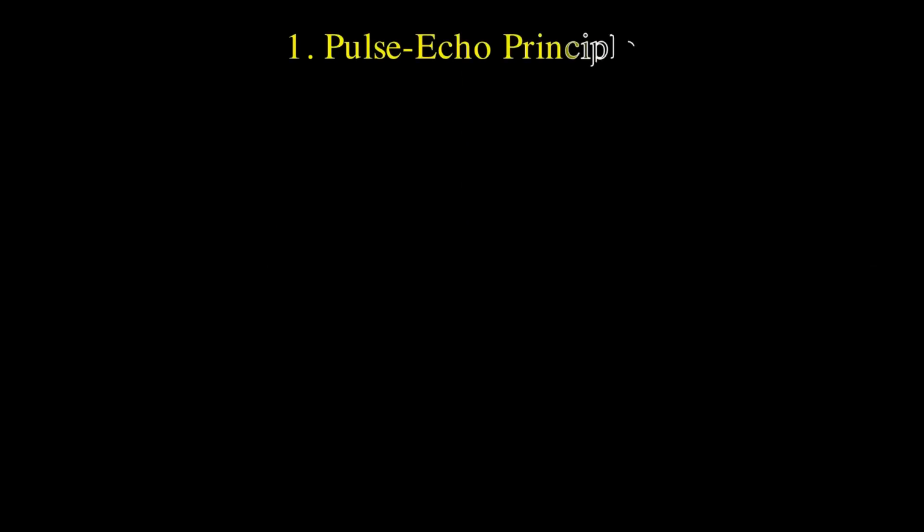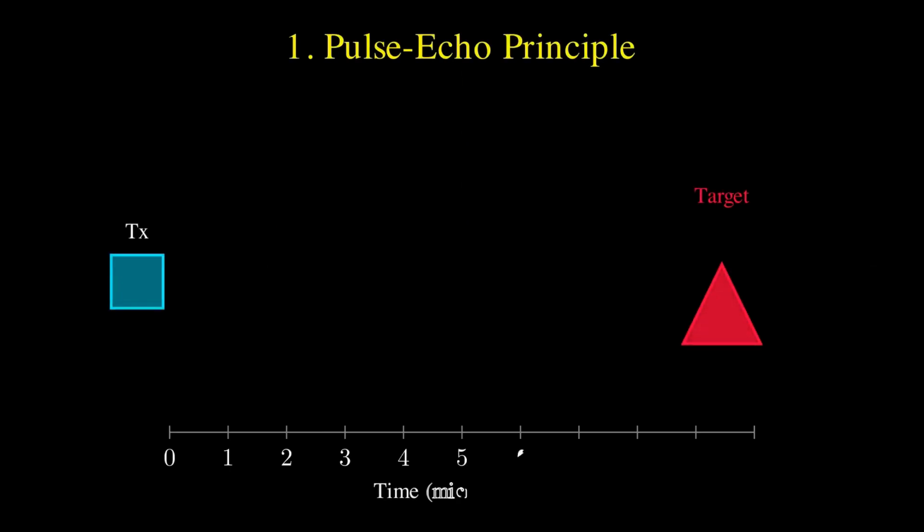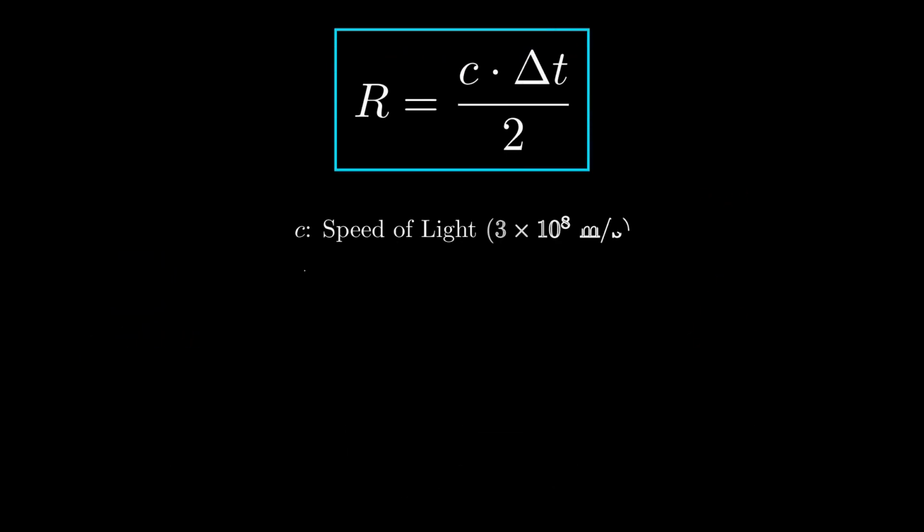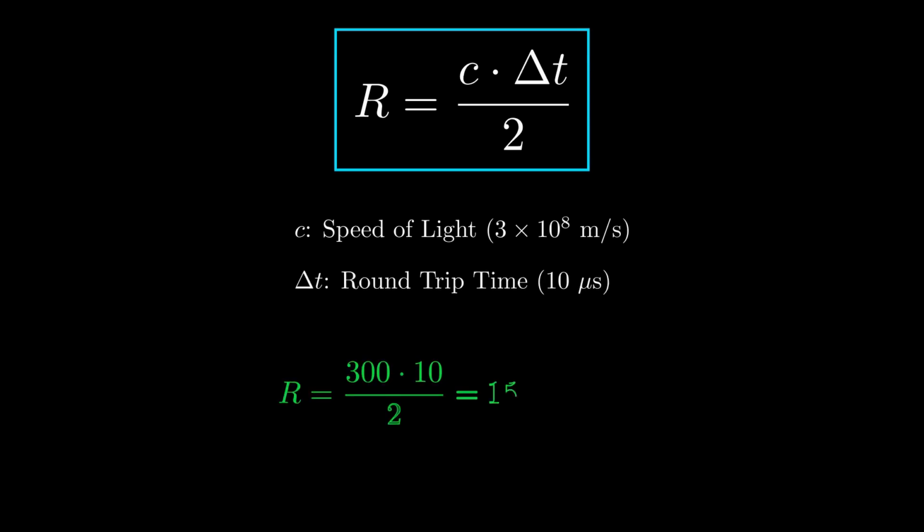This is the pulse echo principle. We have a transmitter and a target. We send a signal at the speed of light, c. The pulse hits the target and reflects. The radar measures the round trip time. Here, it takes exactly 10 microseconds. Since the signal traveled there and back, we divide the time by 2. 10 microseconds means the target is exactly 1,500 meters away.